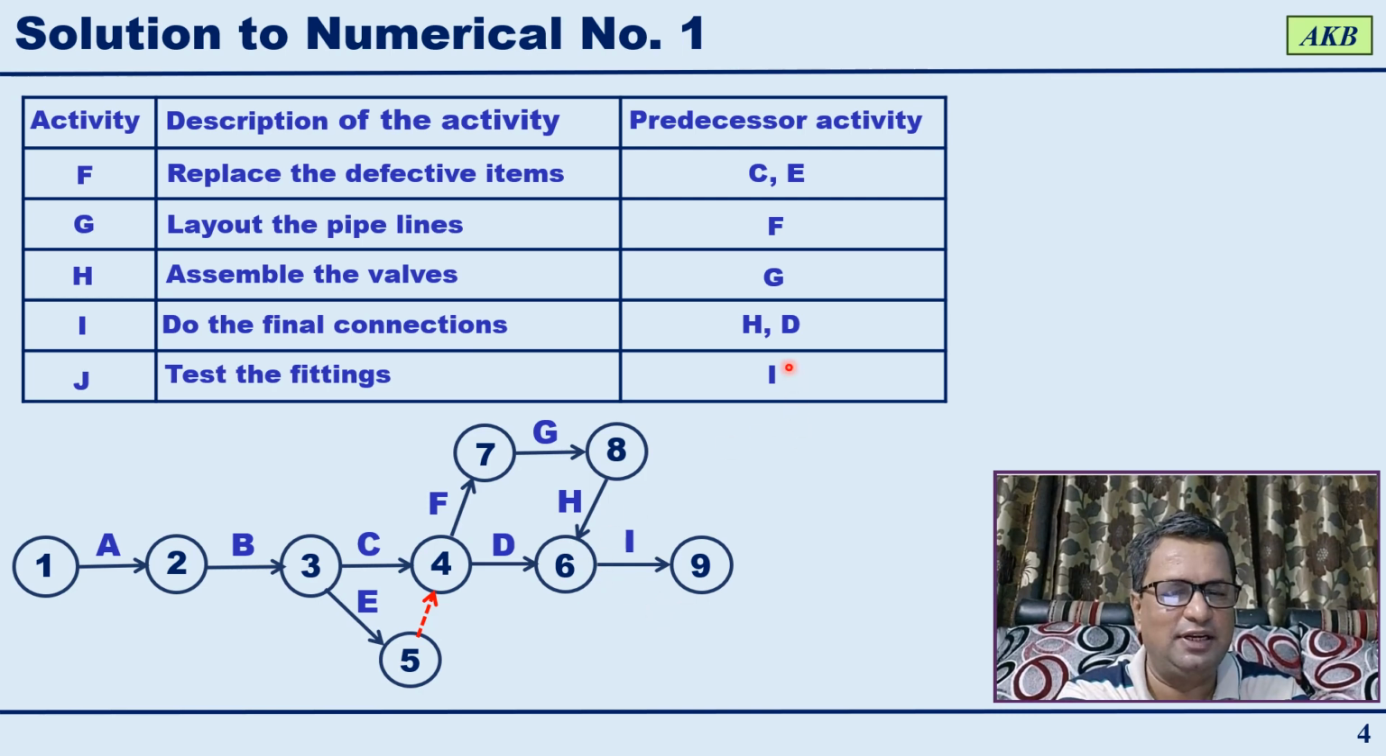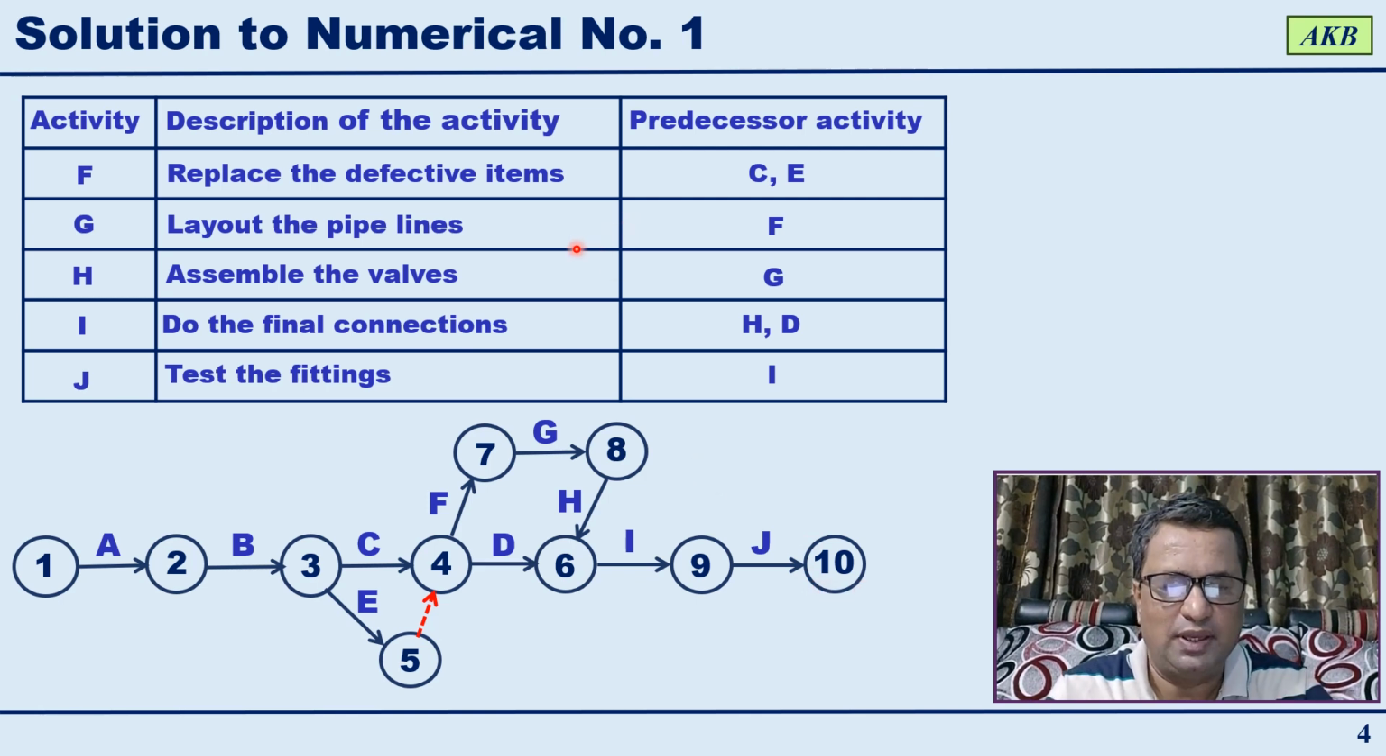Finally, after activity I, the next activity is activity J, and therefore activity J will start at event 9 and end at event 10. Event 10 will be the last event in the network diagram. We started with event 1 and then gave numbers in increasing order till we ended at the last event, which is event 10.